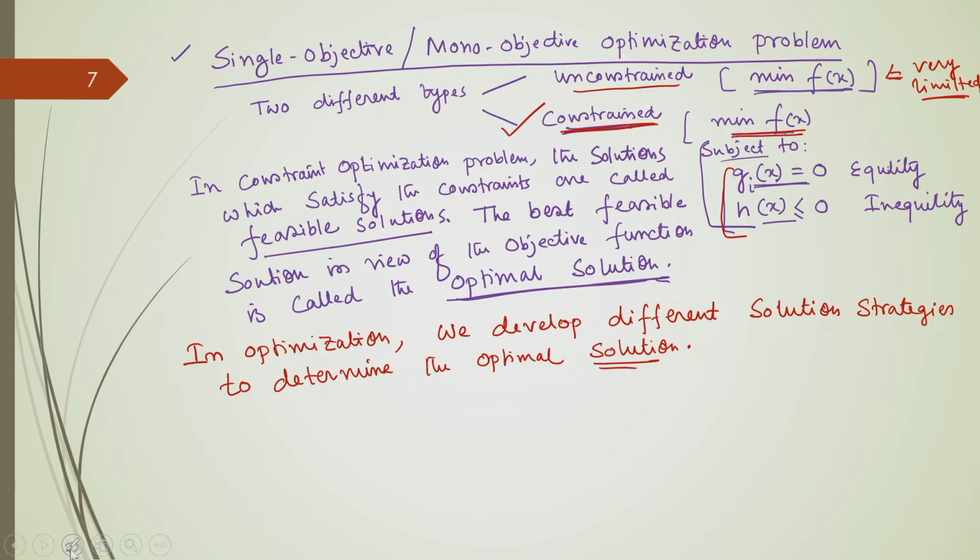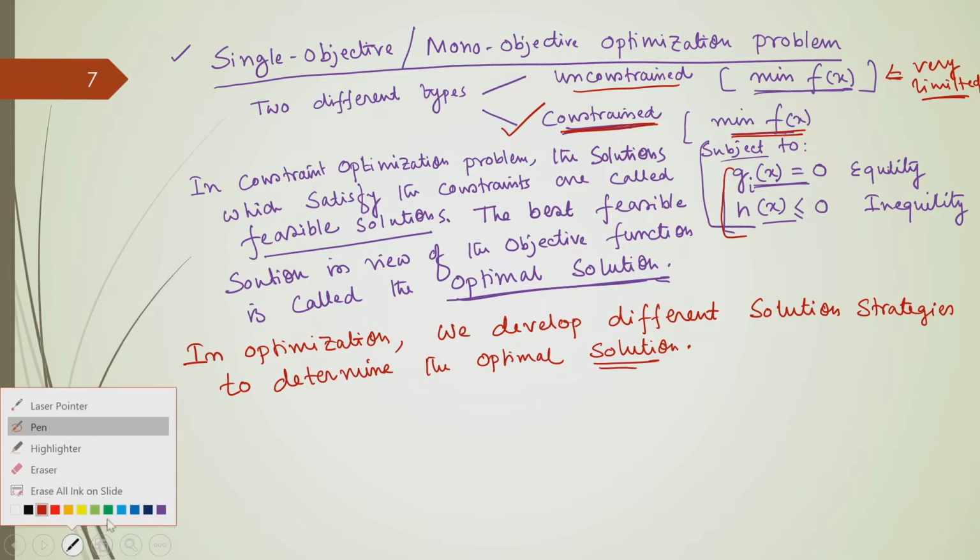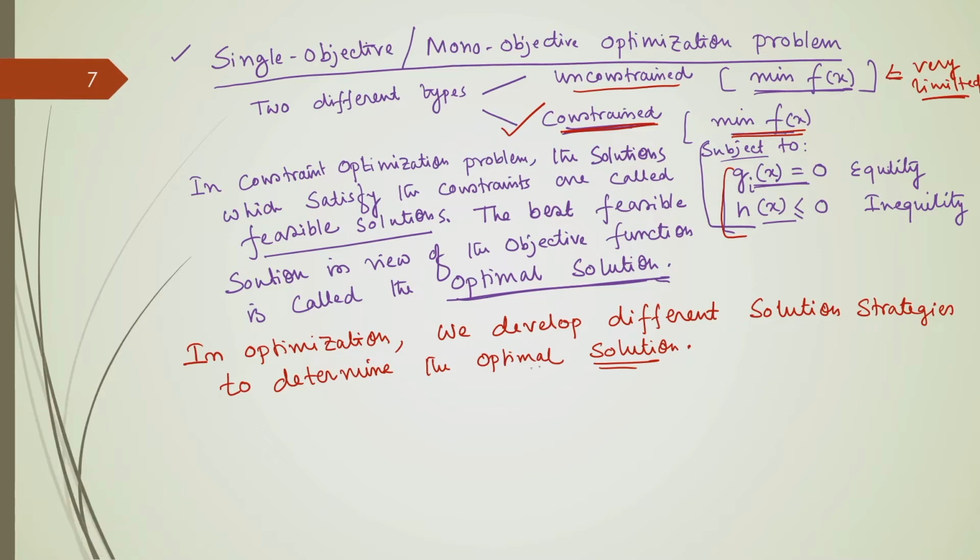Now, apart from that, there is another thing: how do you define this optimal solution? There are basically two types of optimal solution. One is called local optima, another is called global optima.